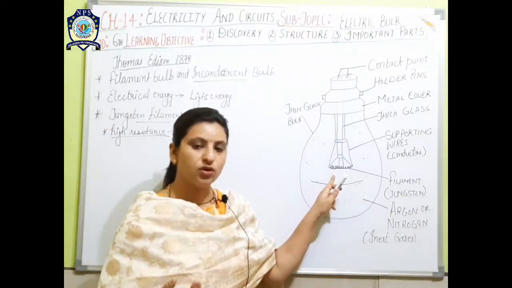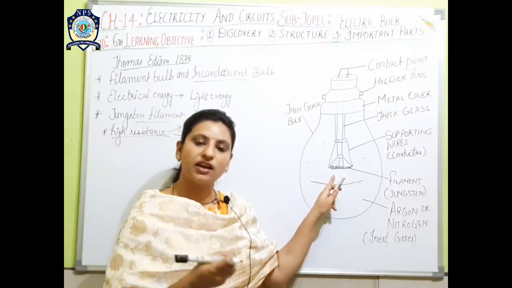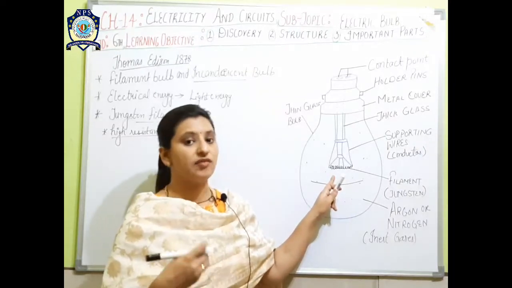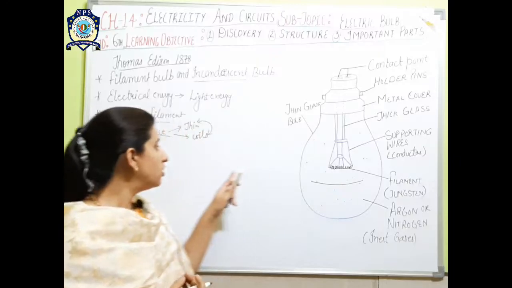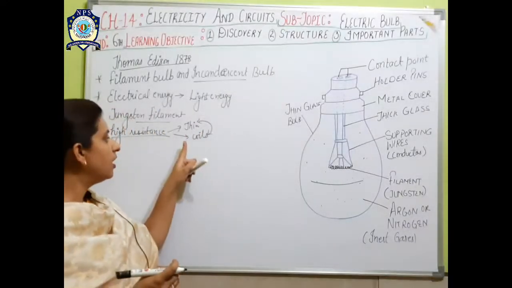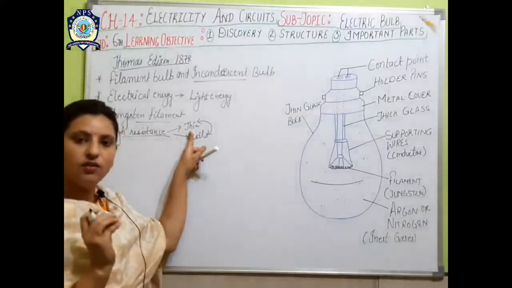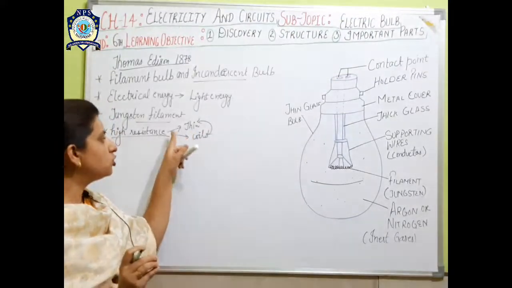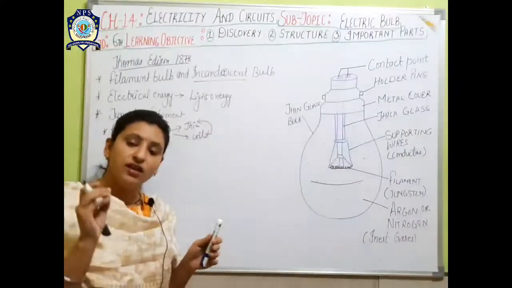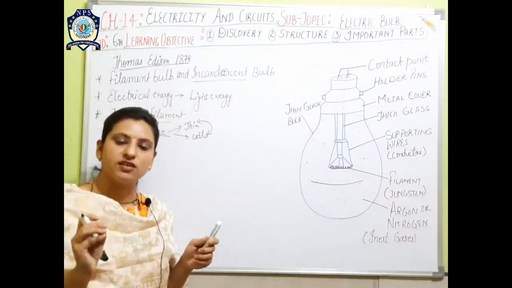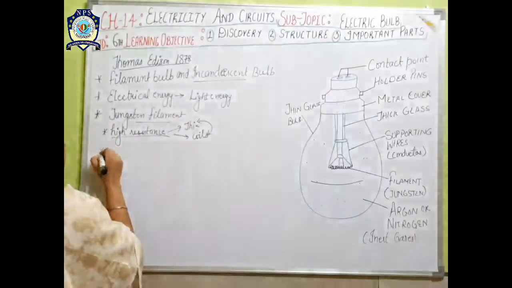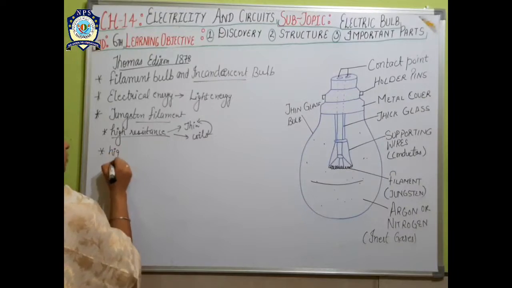Why a good conductor? Because it helps in the flow of electric current. Second thing, it has high resistance. Why? Because the wire used has a number of coils in it, and it is a very thin wire. So both properties are there in the tungsten. The third main property of the tungsten is that it has a very high melting point.